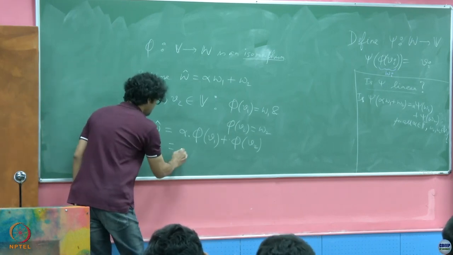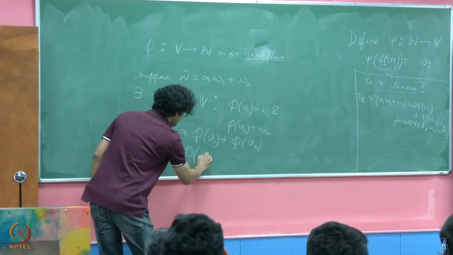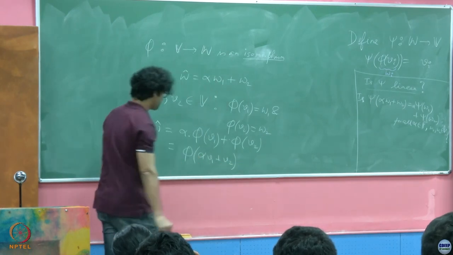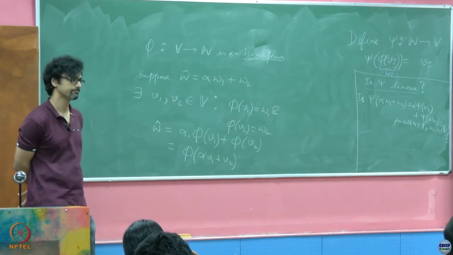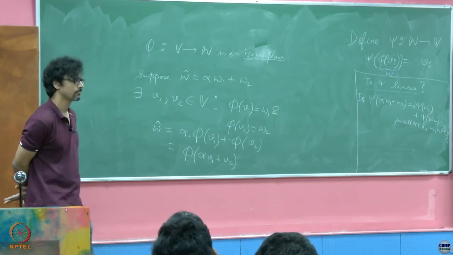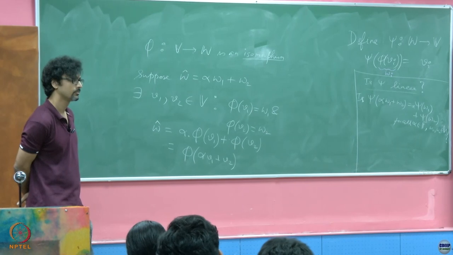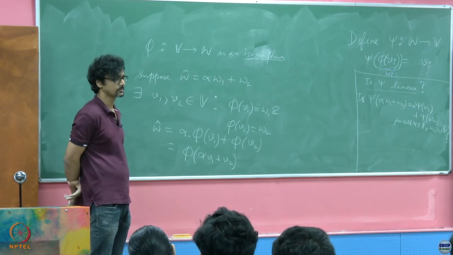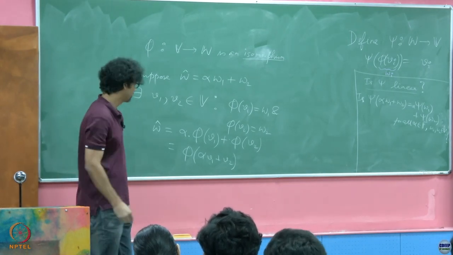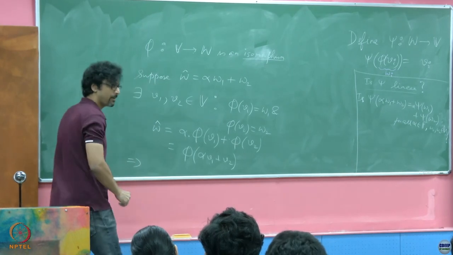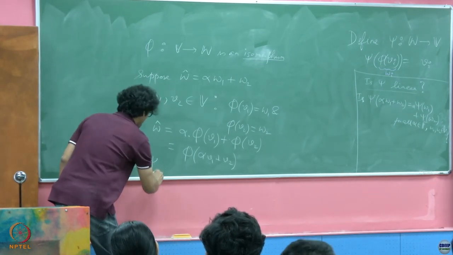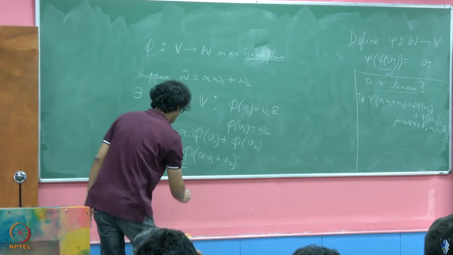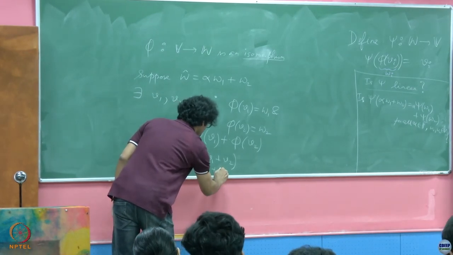Yeah, this is what phi acting on alpha V1 plus V2. But what does this tell us? So what should psi acting on W hat spit out? Right? This implies, if it's an inverse mapping, by the definition of the inverse mapping, psi acting on W hat should spit out alpha V1 plus V2.